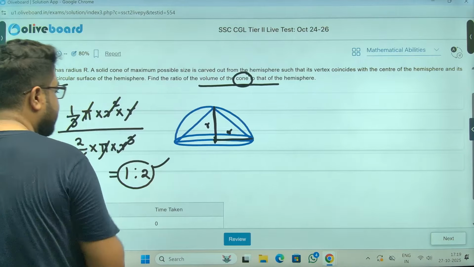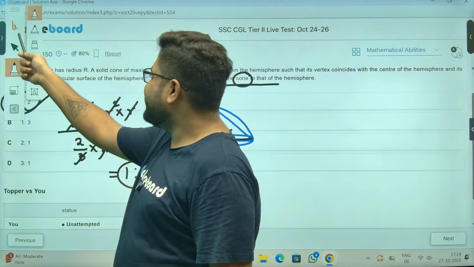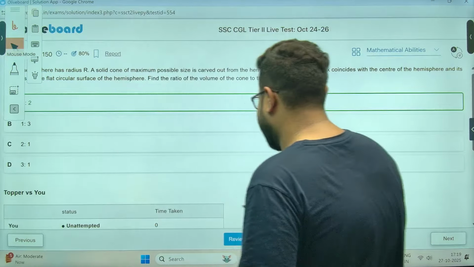Option number A. I guess someone of my name or a similar name has made the question paper. So every answer is A. That's why every answer is A.